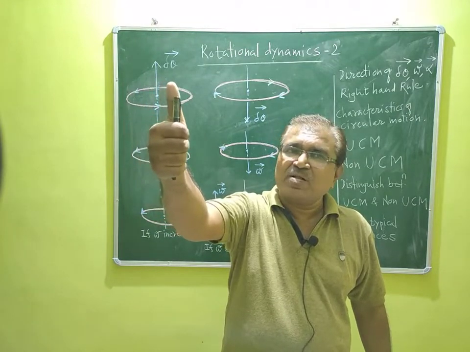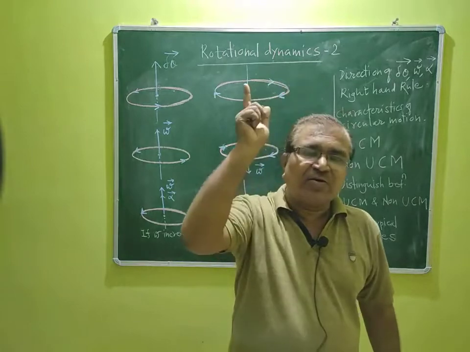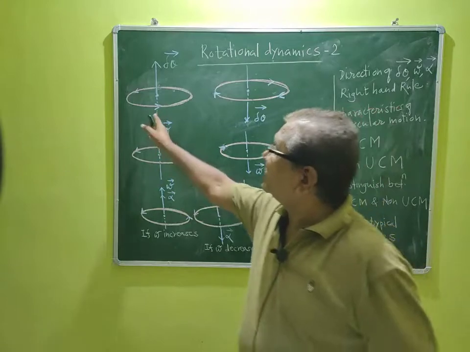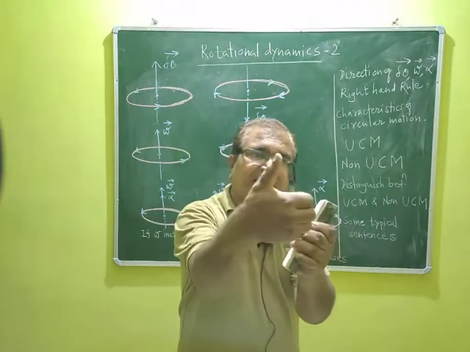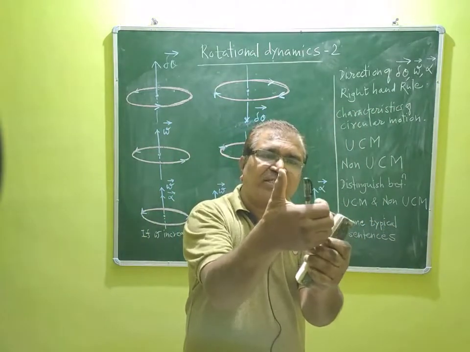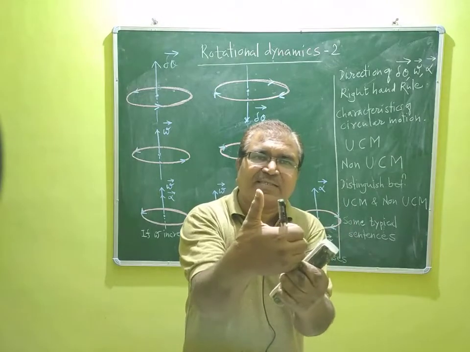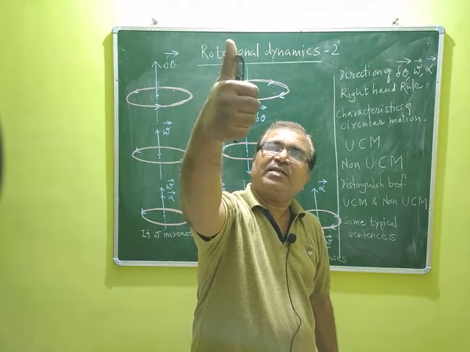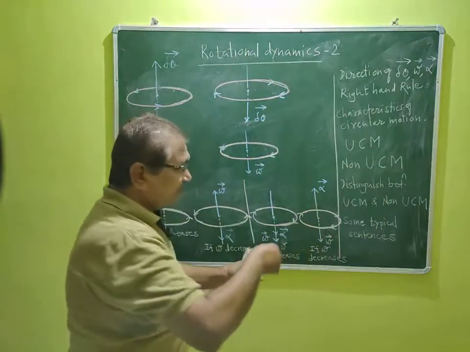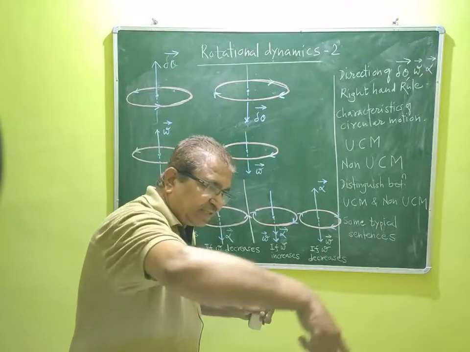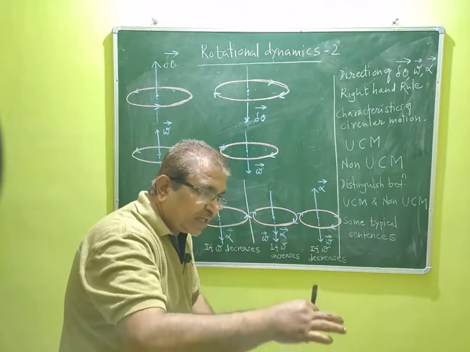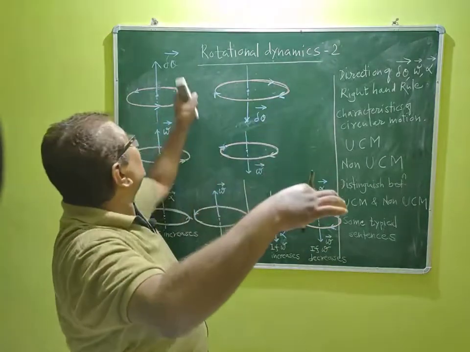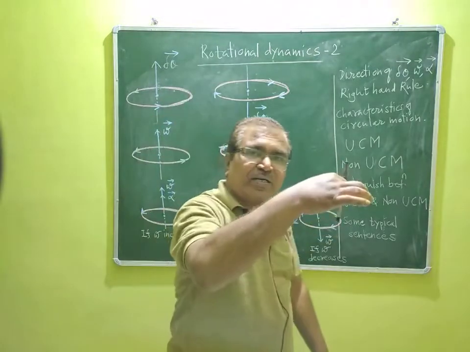See guys, I have drawn the diagrams showing the direction of the angular displacement here. It clearly indicates that if the circular motion is anti-clockwise like this, then the direction of the angular displacement delta theta is upward. If the circular motion is anti-clockwise like this, the direction of the angular displacement delta theta is upward.